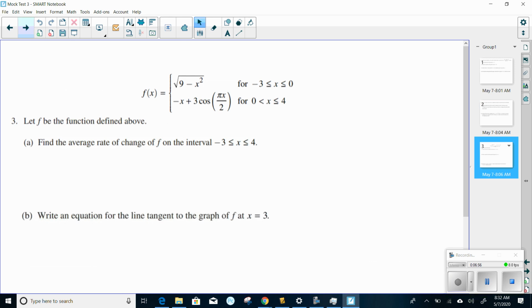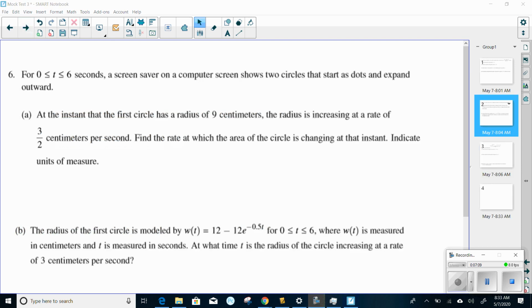So this is question number 3. And this came from the 2019 practice test. Actually, sorry, this is actually number 6 from the same test as the last one. We'll do that, then we'll go on to number 3. This is still from the 2017. So this is a related rates problem.